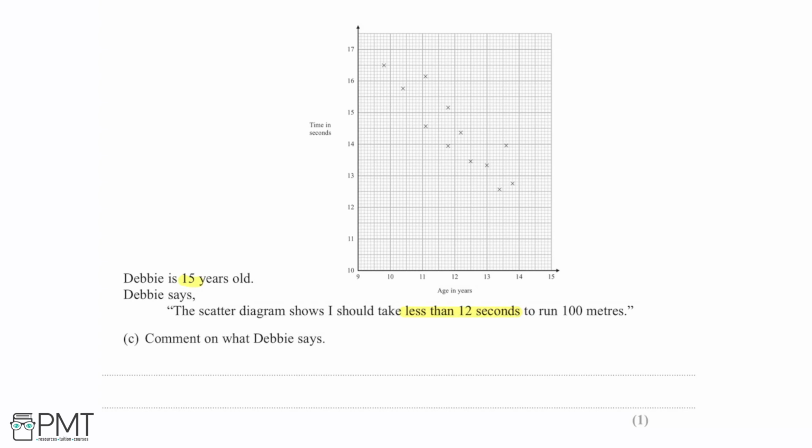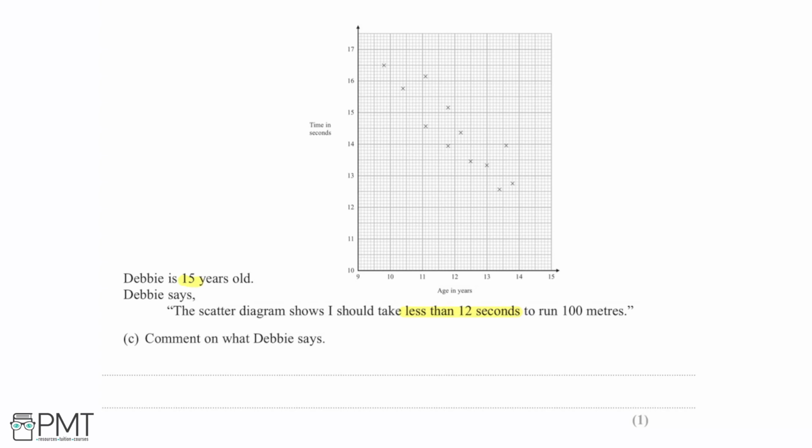So if I have a look at the age of 15 years old, and go up to about where we'd expect the general trend to carry on to, it would be somewhere around the 12 second mark. However, as the points finish here, so the oldest person is somewhere between 13 and 14 at this point, this is what is known as extrapolation. So we're extrapolating the data and going beyond the points which are shown on the graph.